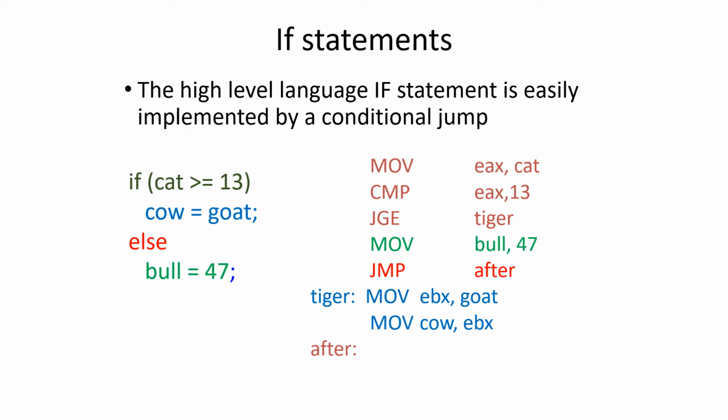And very important, commonly missed by students, after that you have to do the jump around the other part, because in an if statement you do either the true part or the false part, but not both. So you have to do the jump around. Don't forget it.